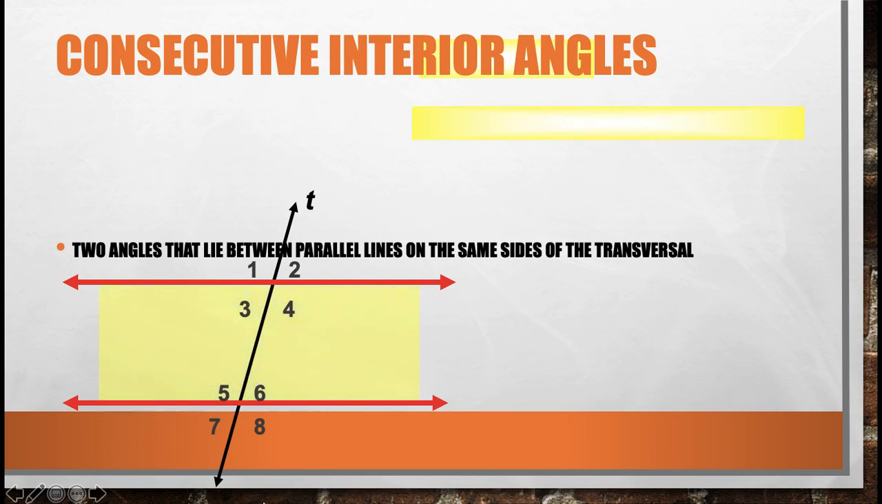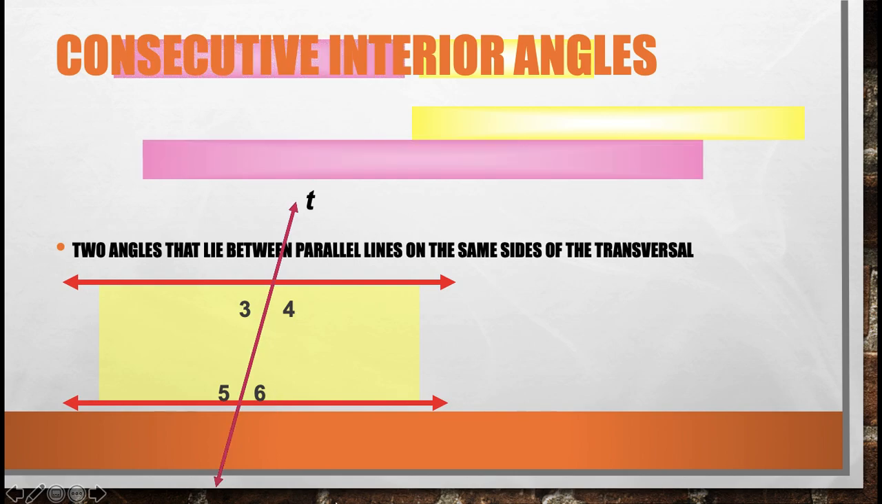Now I'll show you. See, these are the pairs of consecutive interior angles, that is 3 and 5, and 4 and 6. I have highlighted 3 and 5, and 4 and 6 with the same color. Those are pairs of consecutive interior angles. They lie between the parallel lines on the same side of the transversal.